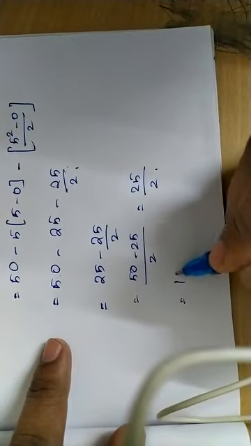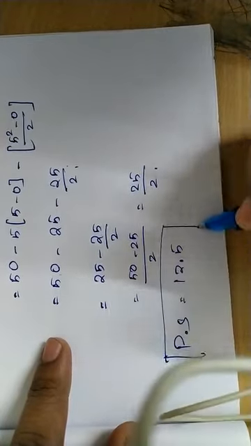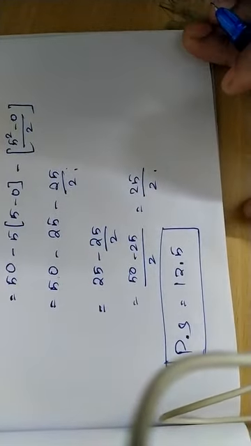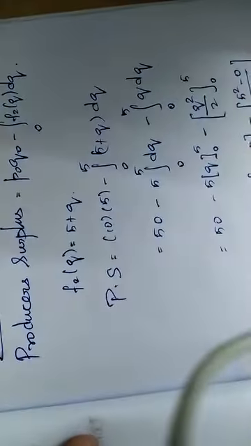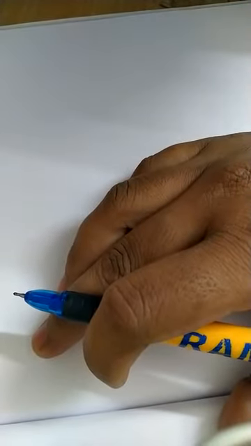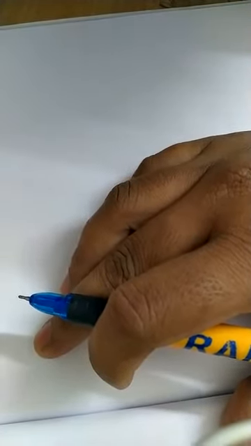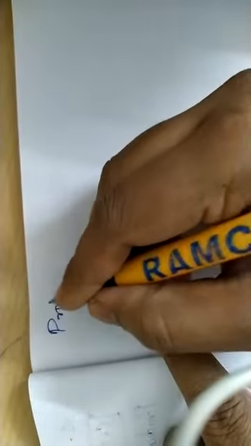It gives me 12.5. So the answer for producer surplus is 12.5. Similarly, the answer for consumer surplus which we got is 100. Okay. So we move to the next problem. Okay. So problem number 2.